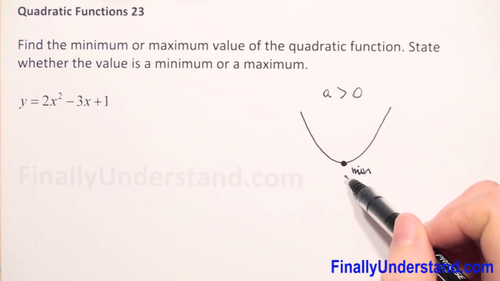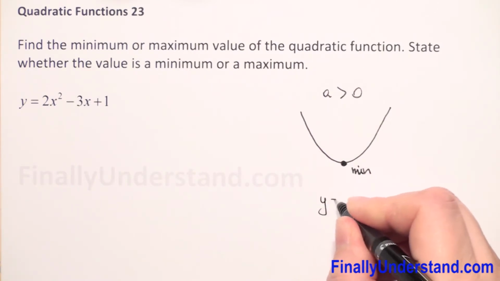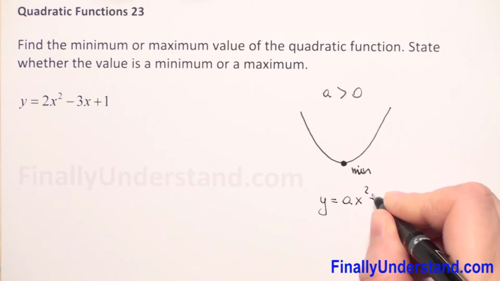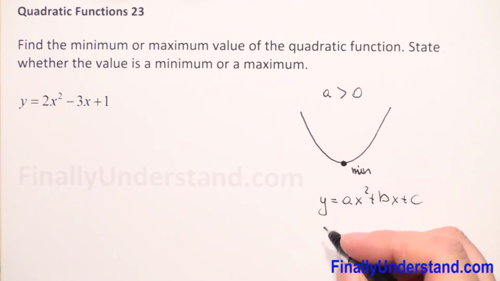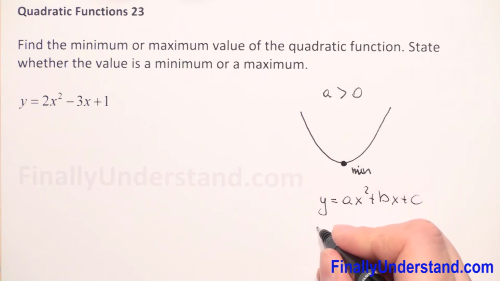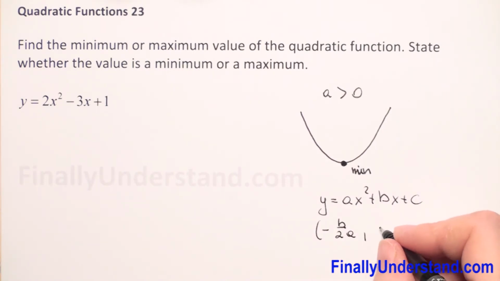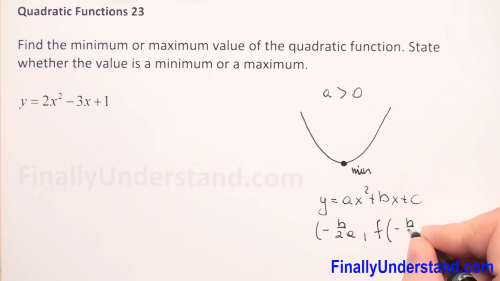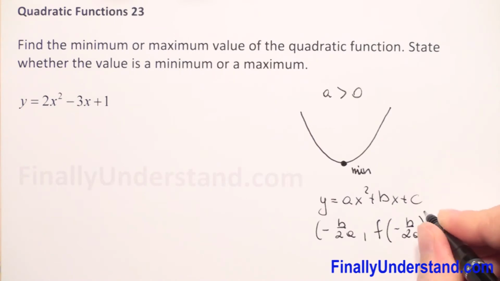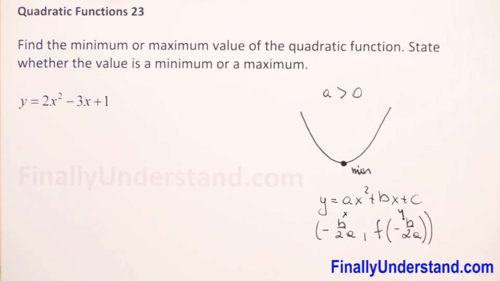Let me remind you formula. When we have general form of quadratic function, y is equal ax squared plus bx plus c. Vertex has coordinates negative b over 2a, and the second is value of our function for negative b over 2a. So this is our x coordinate, this is the y coordinate.